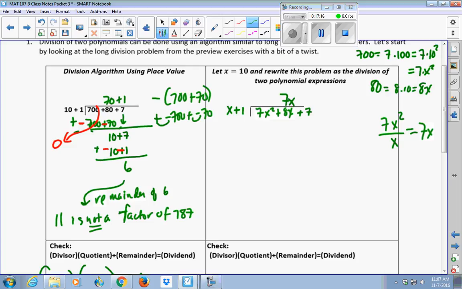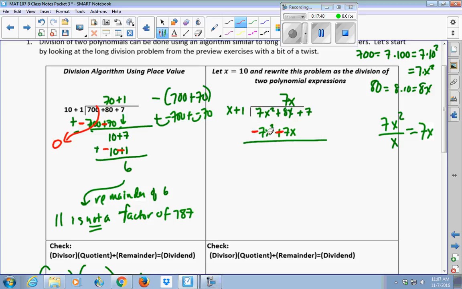Now what do I do? I multiply 7x times x plus 1, and I get 7x squared plus 7x. Notice these first two here are always identical. Now I have to subtract that. So what do I do to both terms? I change the sign with your colored pencil that you have at your seat.